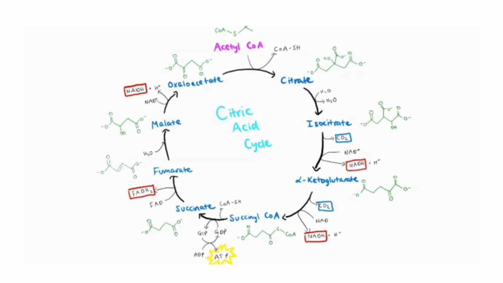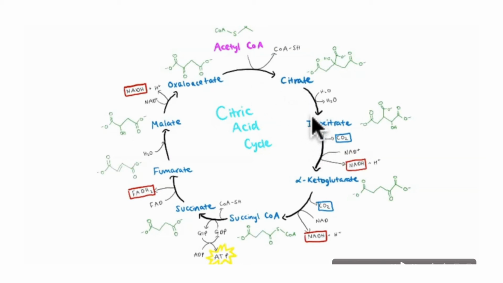Okay, so here's the Krebs cycle, otherwise known as the citric acid cycle. You do not need to memorize this, but a few things I want you to focus on. We see this acetyl coenzyme A right here, and the acetyl group is going to be converted to citrate, and then we begin this whole cycle.